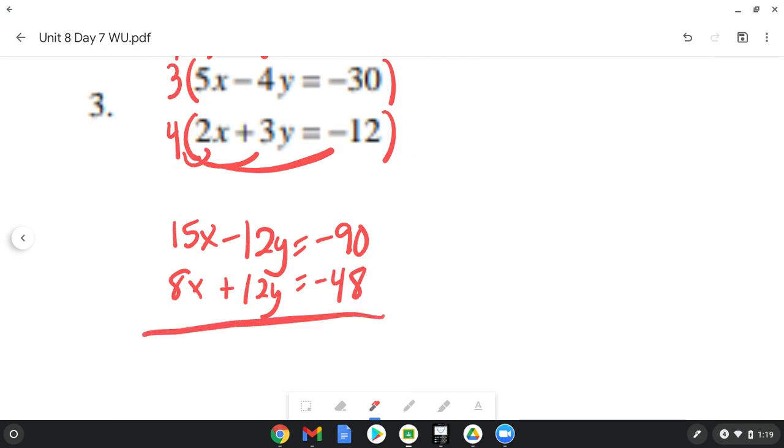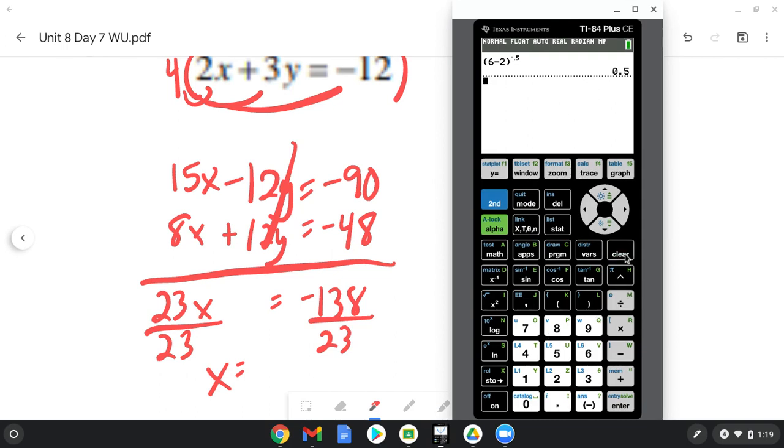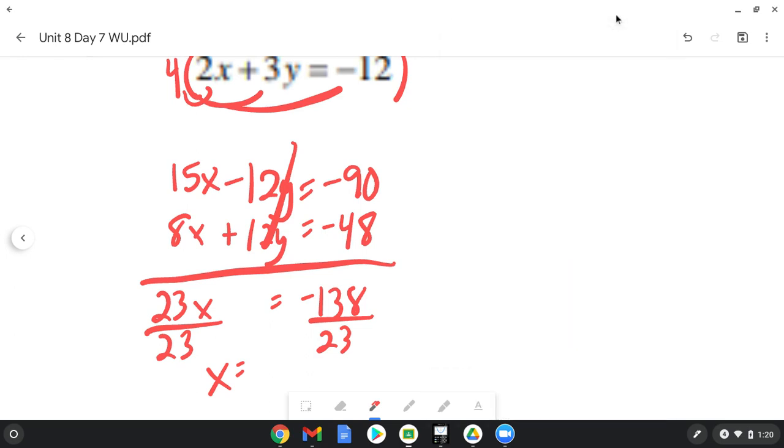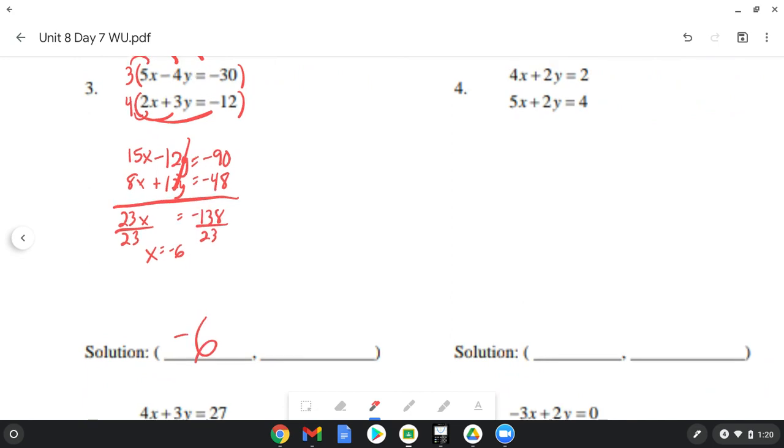So I'd add together the x's, get 23x. The y's cancel. I'm left with -138. Divide by 23. Oopsie. And I get x equals, I don't know what that is, -138 divided by 23. -6. Okay, good. So you get -6 for your x. So that's half our battle.